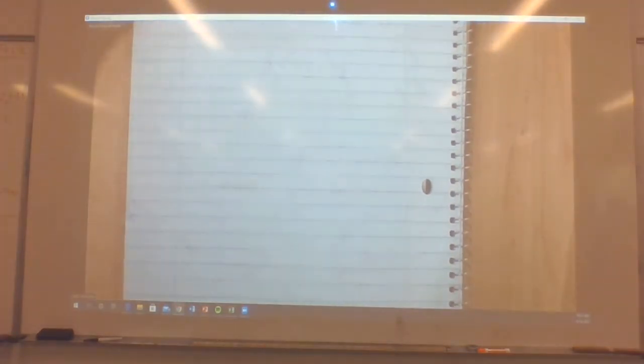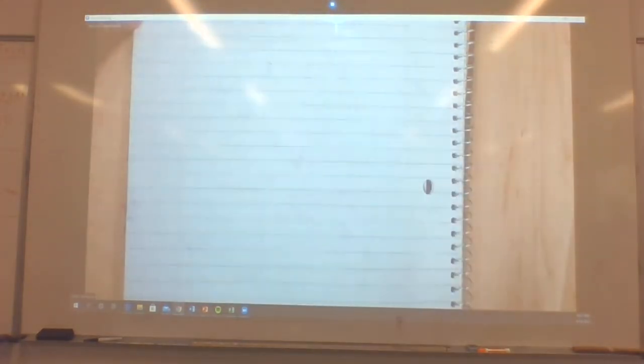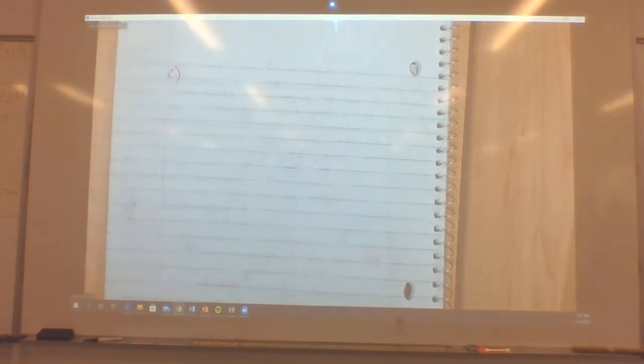It's happening slowly. We are on letter C now. Letter C is actually graphing. Let's go ahead and see if we can do that.